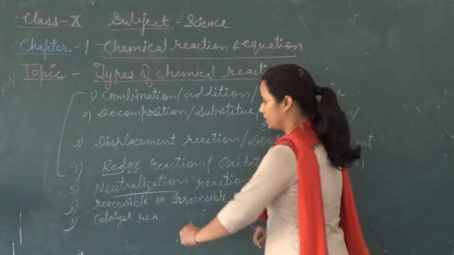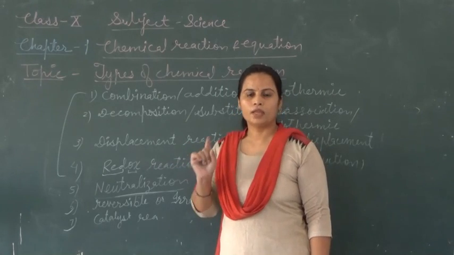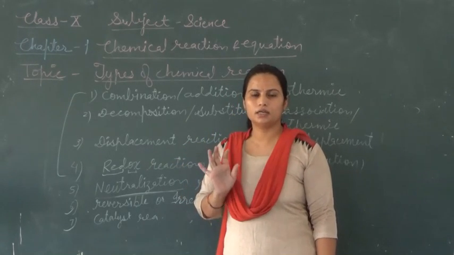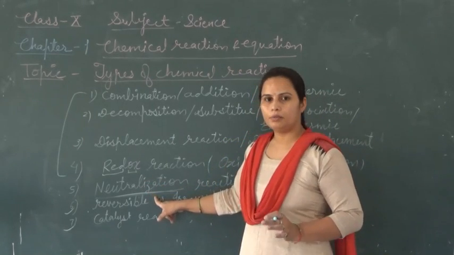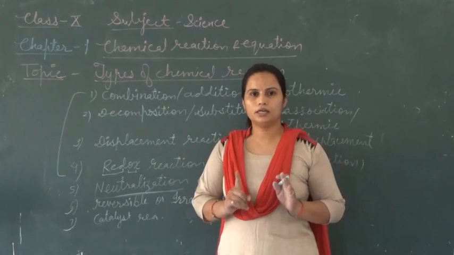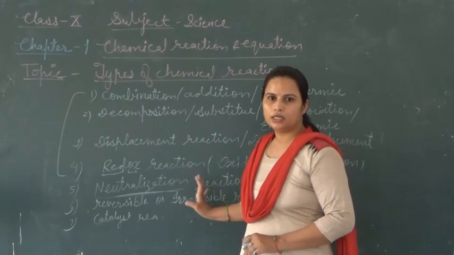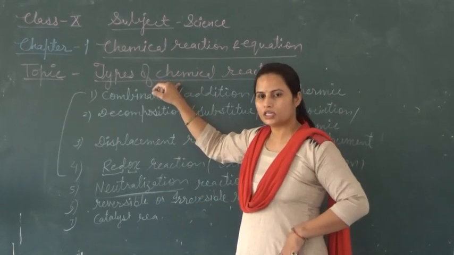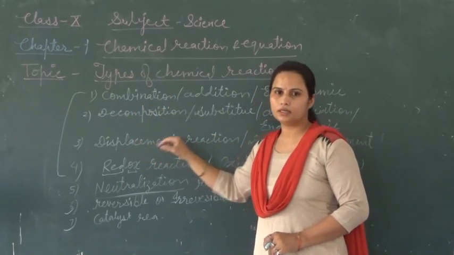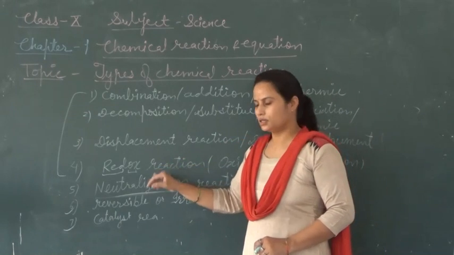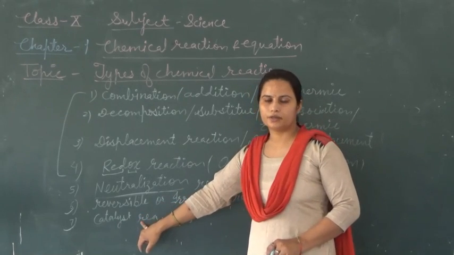The next type is neutralization reaction, a type of reaction in which an acid and a base react and form salt and water. This type of reaction is called neutralization reaction. So the types of chemical reactions are combination, decomposition, displacement, double displacement, redox, neutralization, reversible, irreversible, and catalyst reaction. Thank you.